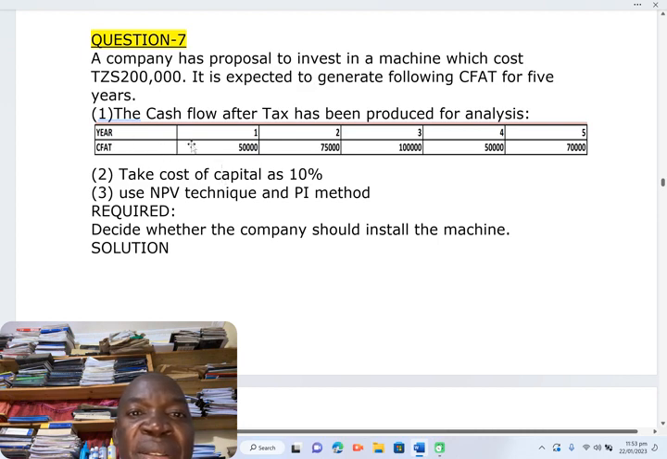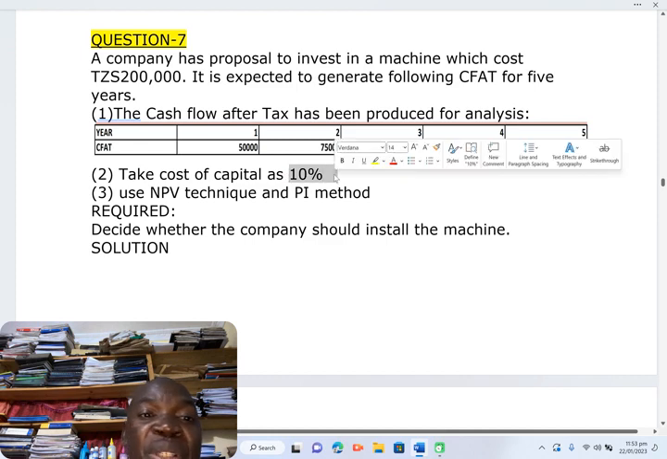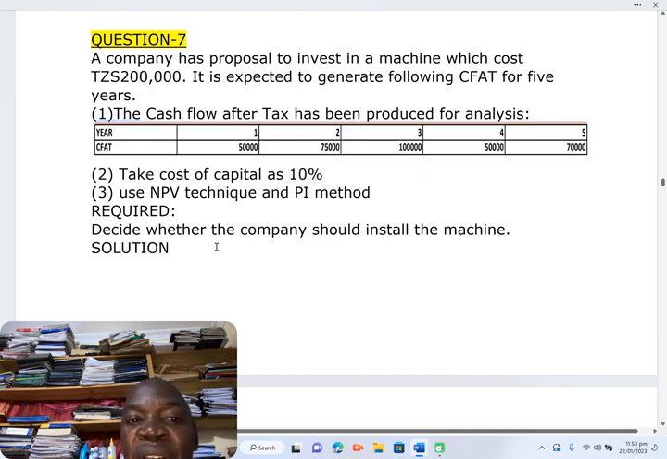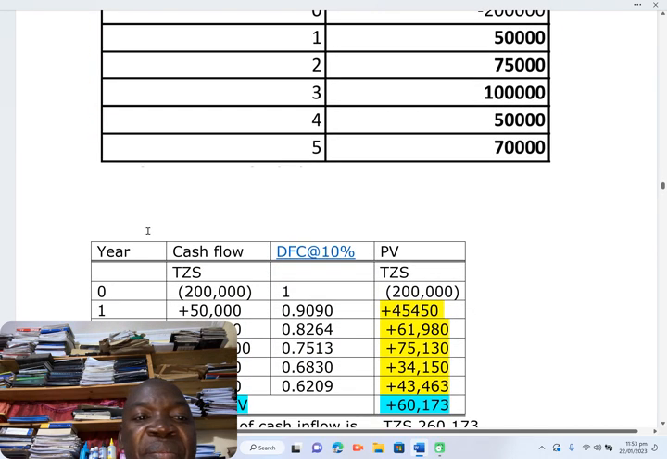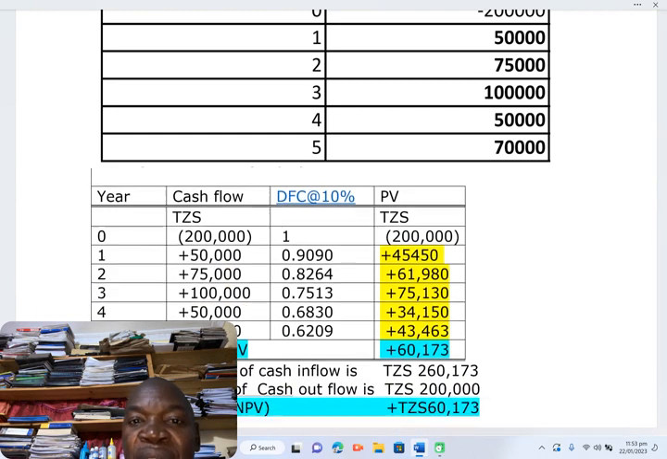So we have year 1, year 2, year 3, year 4, and year 5. So we have 50,000, 75,000, 100,000, 50,000, and 75,000. So cost of capital is 10%. We are asked to compute NPV, and also use NPV techniques and the PI method to advise management. So we can go straight forward to see this information.